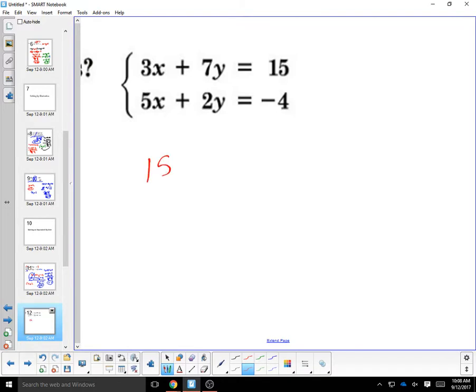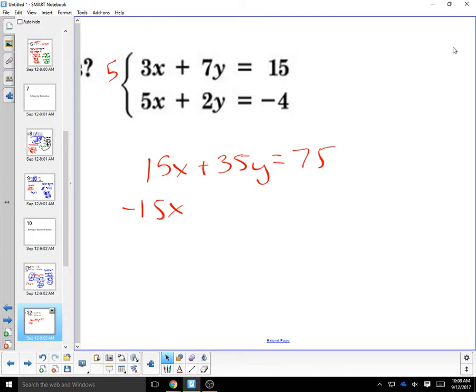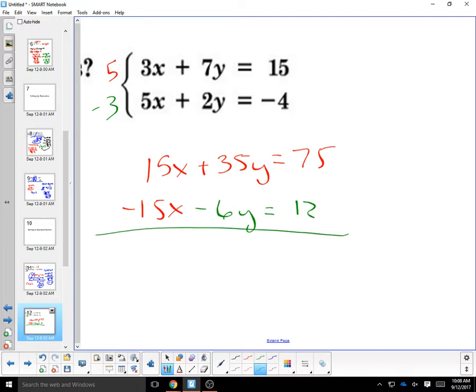15x and negative 15x. What am I multiplying the top equation by? 5. So that becomes 15x, plus 35y, 50 plus 75. And then what am I multiplying the bottom equation by? Beautiful, you guys are amazing. 6y, 12. Look at that. Bye-bye. 35 minus 6 is 29.